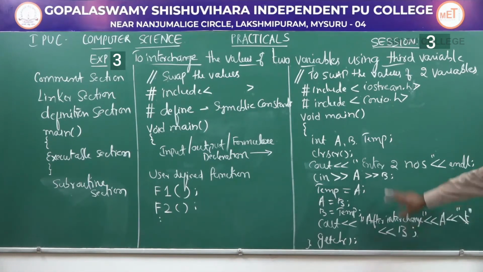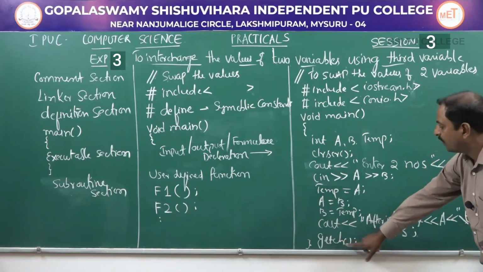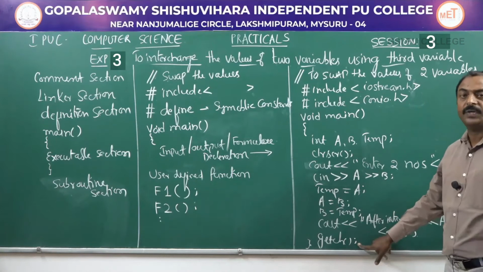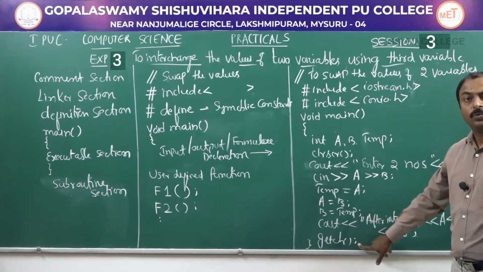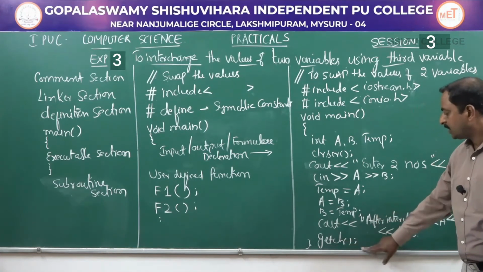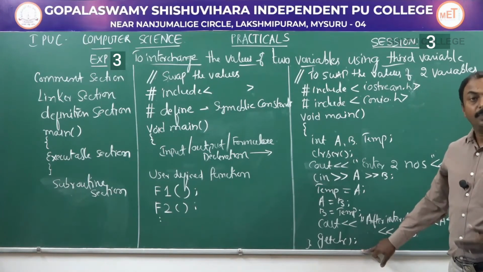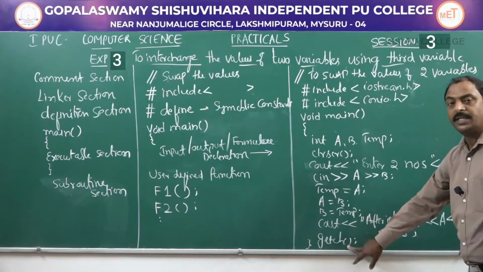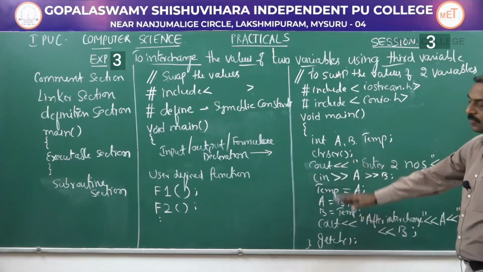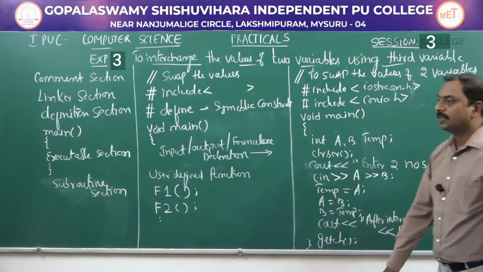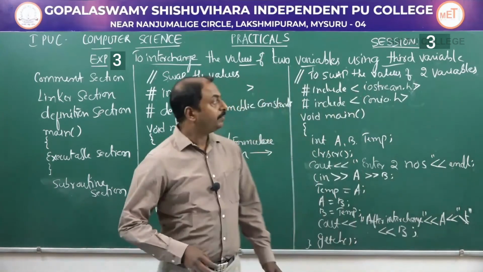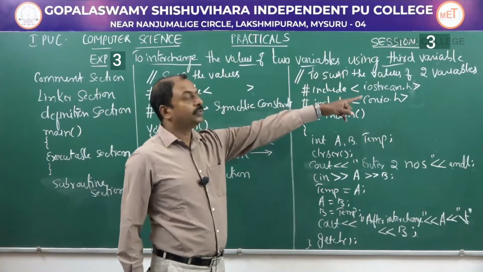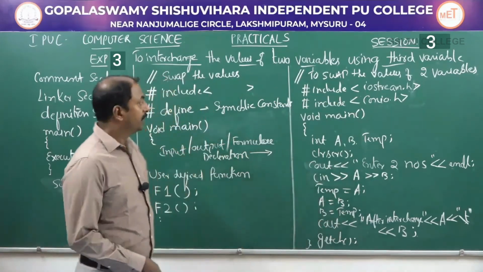This is the end of the statement, and here we have used getch. It is an input function. We are using it here to hold the output screen. The function of this is to accept an input from the user, from the programmer. As soon as you press the enter key, it will come out of the output screen. So this is a simple program to interchange the values of 2 variables using a third variable.